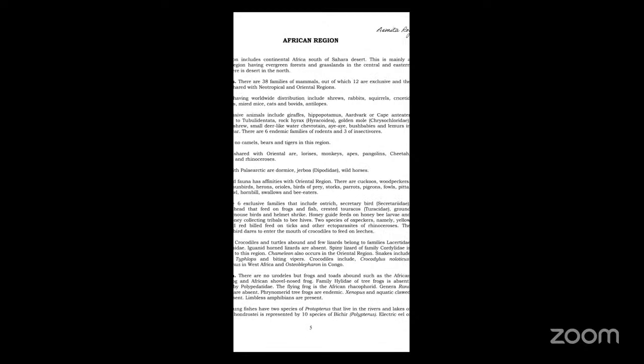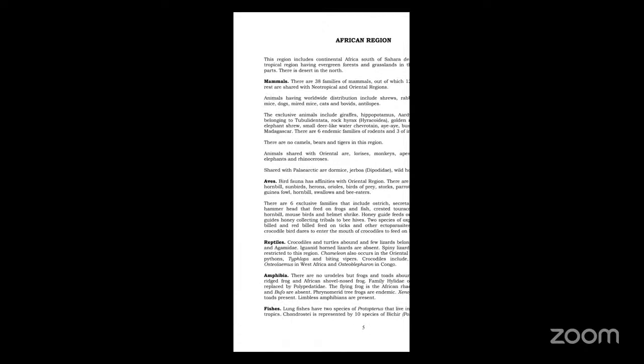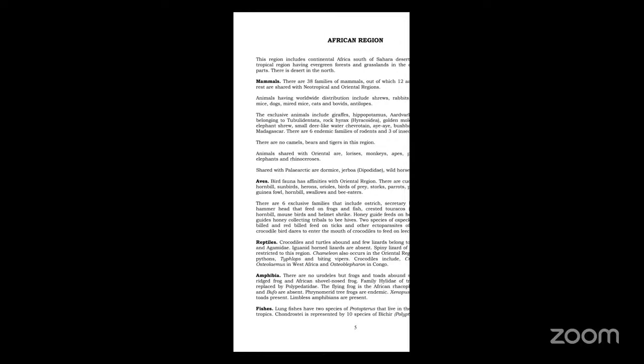The birds that are found include cuckoos, woodpeckers, hornbill, sunbirds, herons, orioles, birds of prey, storks, parrots, pigeons, fowls, the guinea fowl, swallows, as well as the bee eaters. So these are some of the bird fauna which shared affinities with that of the Oriental region. That means the birds I have just told you about are present both in the African region as well as in the Oriental region. Now, the aves families that are exclusively found only in this African region are the ostrich, then you have got the secretary bird.